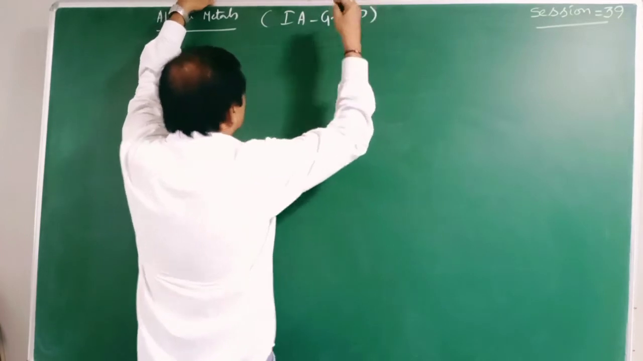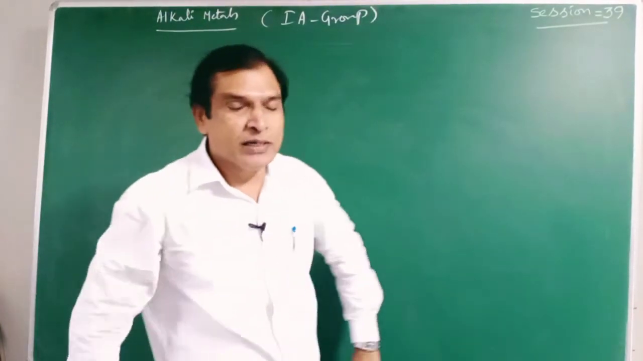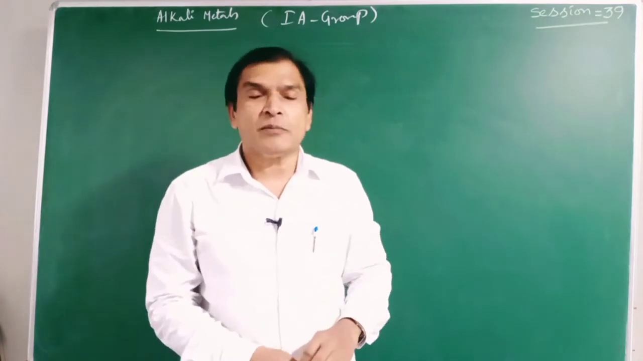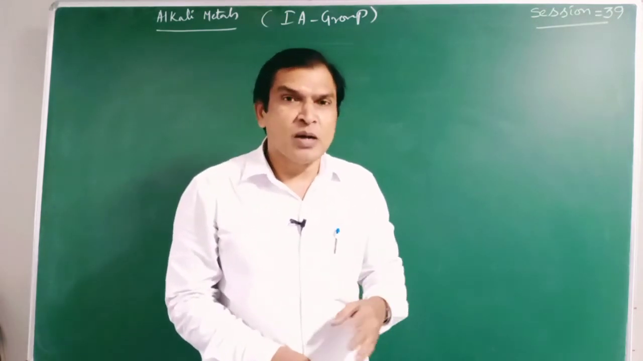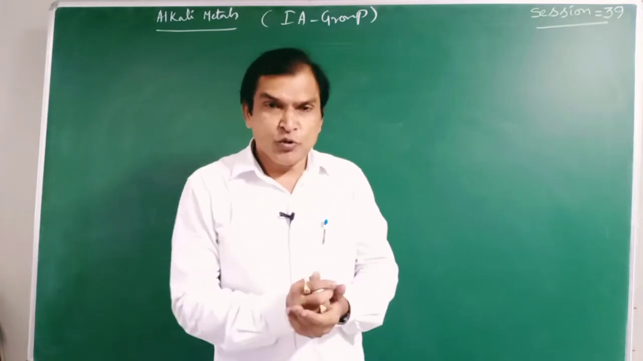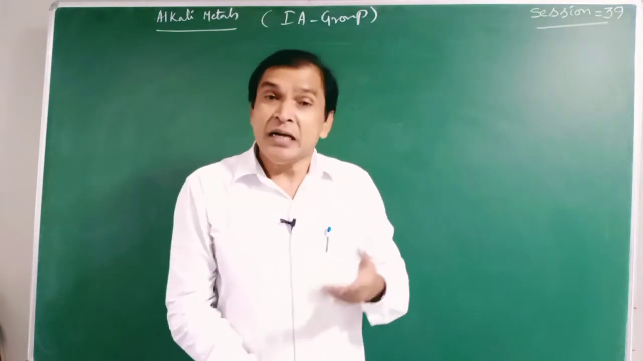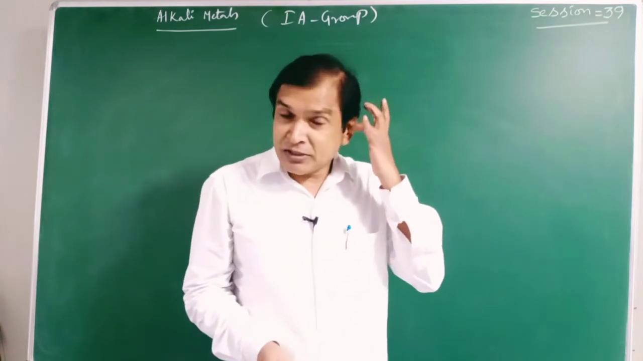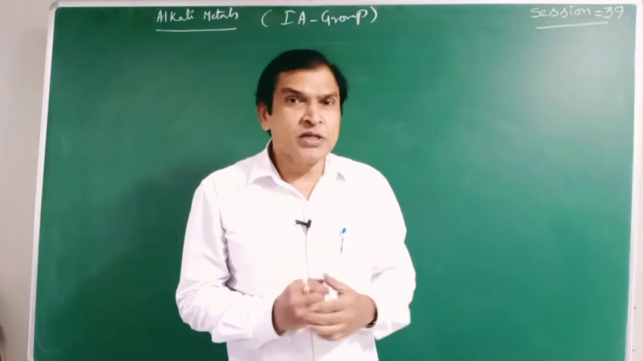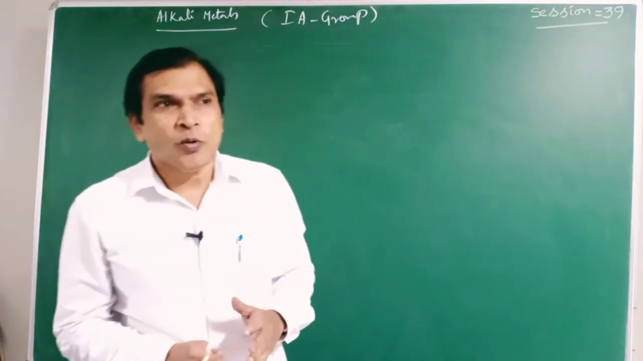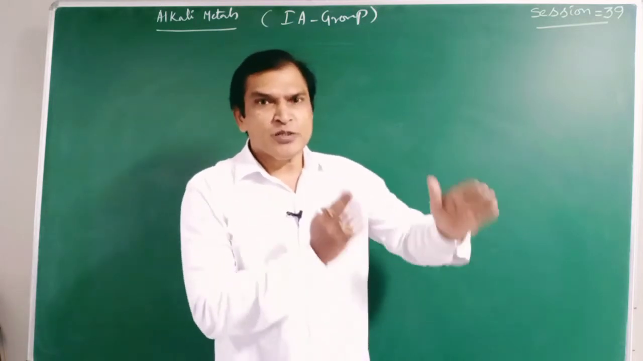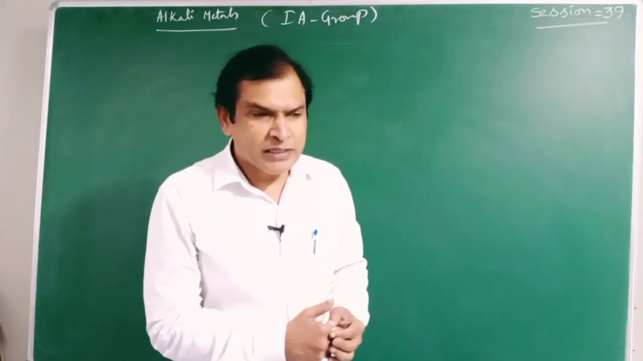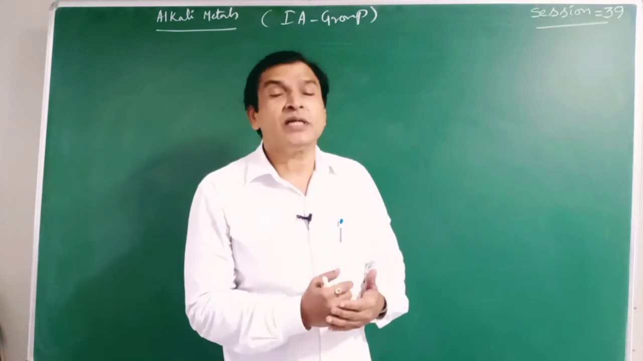In the last session we completed some properties: electron configuration, atomic radius, ionization energy, electronegativity, electron gain enthalpy, flame test, oxidation states, and hydration energy. So the general properties we completed. Now, after the general properties, let us see the nature of oxides.